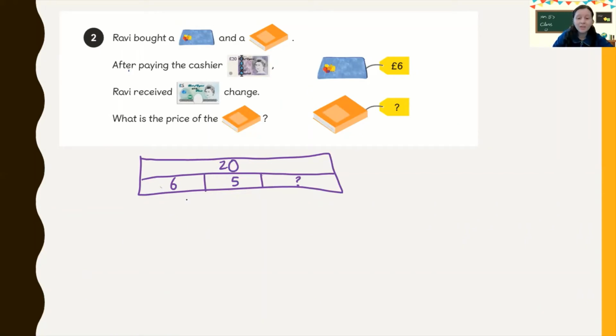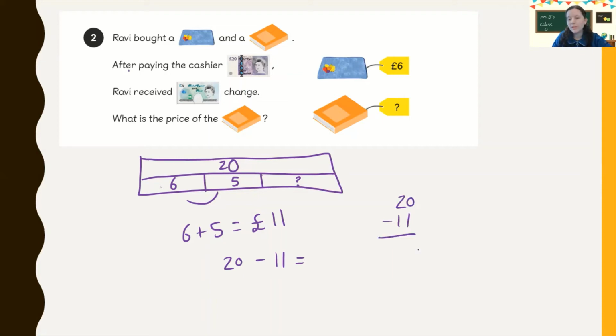So we actually do the same thing. We add together our parts. So 6 add 5 equals... You got it? £11. And then we take it from the 20. 20 take away 11. If you're not sure, you can write it down like that. We will have to borrow though. 20 take away 11.